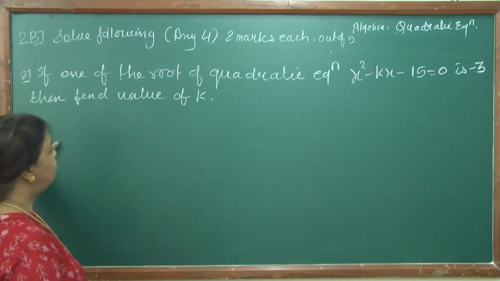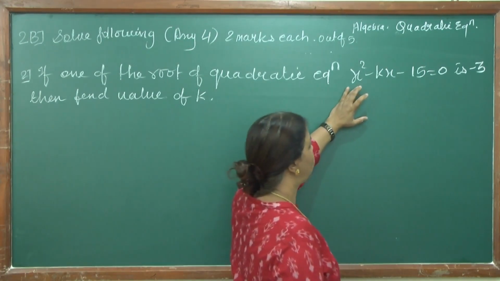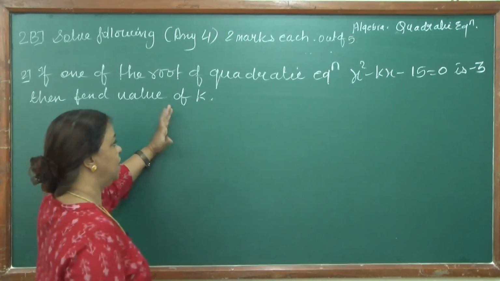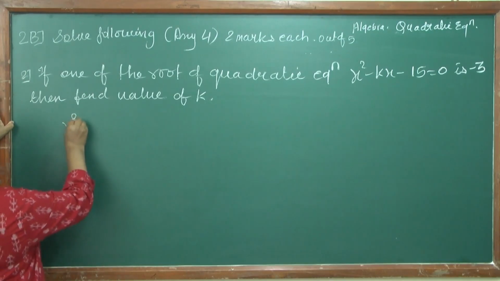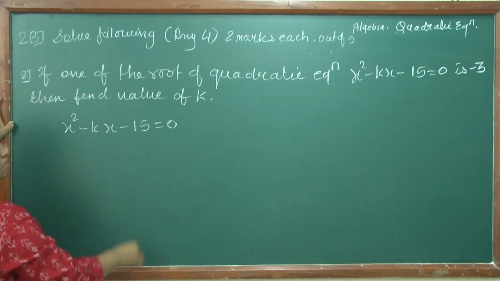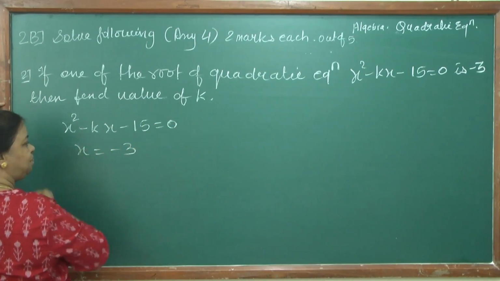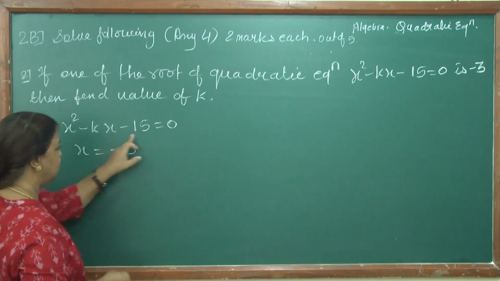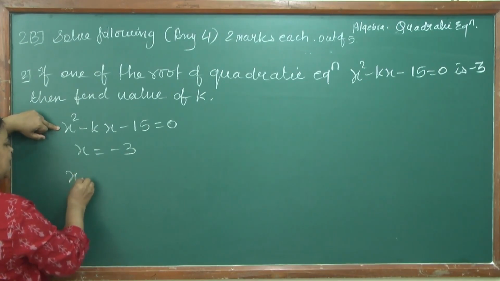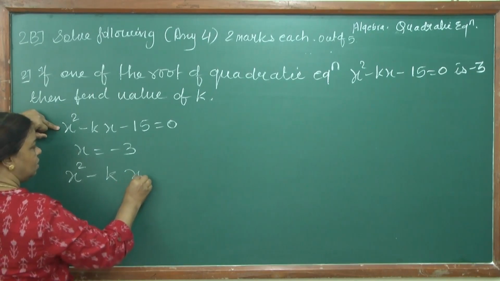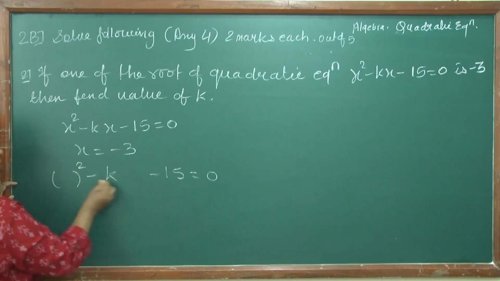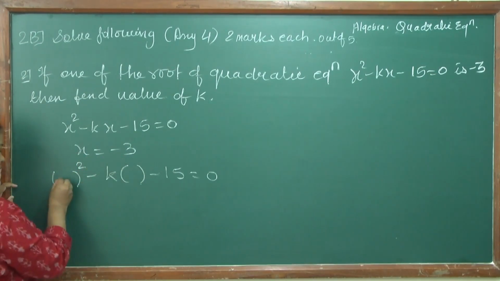Question number 2. If one of the root of the quadratic equation x square minus kx minus 15 is minus 3, then we have to find the value of k. See, root is given, equation is x square minus kx minus 15 and root is minus 3. That means x is equal to minus 3. We will place the value of x in this equation. X square means, let me write the equation here again. Children, wherever x is there, you will be writing minus 3.